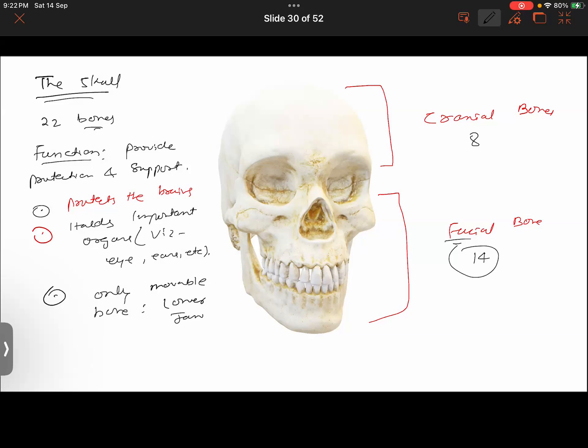Understood this? Yes, sir. How many bones are there in the skull?